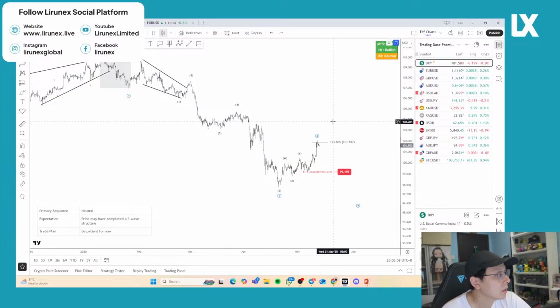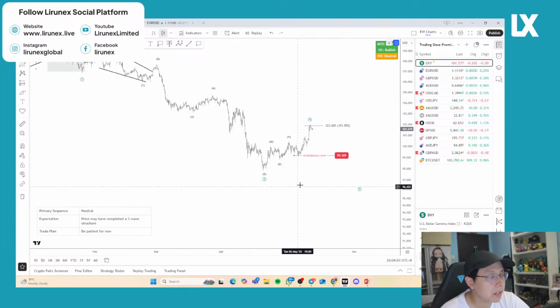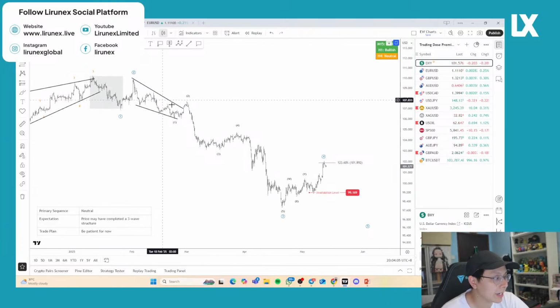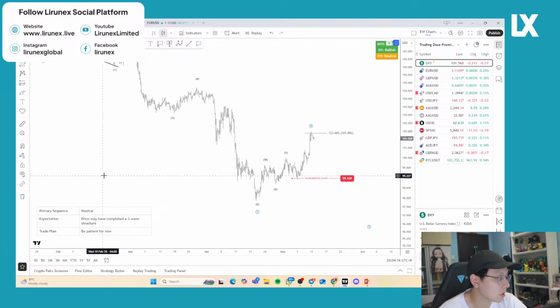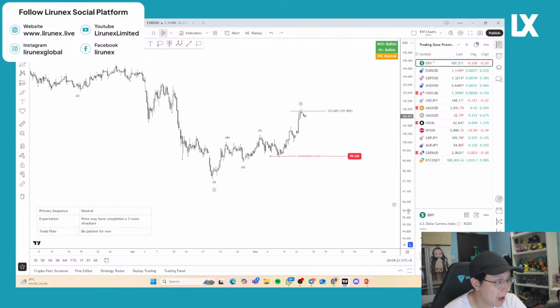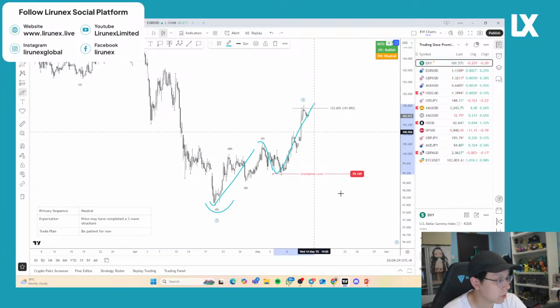Okay, so for the dollar index, you can see primary sequence is neutral. I mean, we are technically in a downtrend, but the recent pullback has come into an area of crossroad, right? Which means that right now it's not really in a downtrend, it's not really in an uptrend, so it's neutral. Expectation here is that price may have completed a three wave. What I mean by that is, if you take a look at this, we have this low here and then the market pushes up 1, 2, 3.